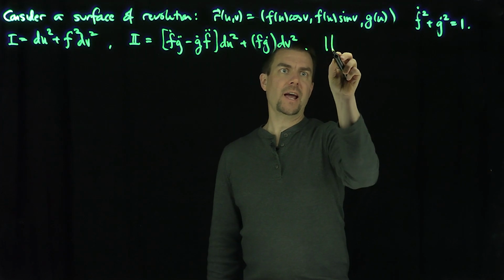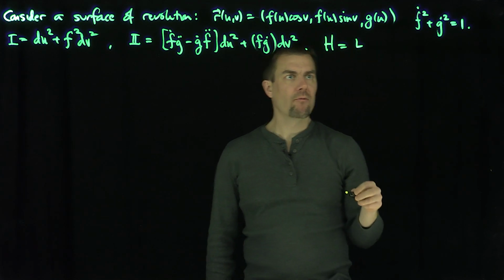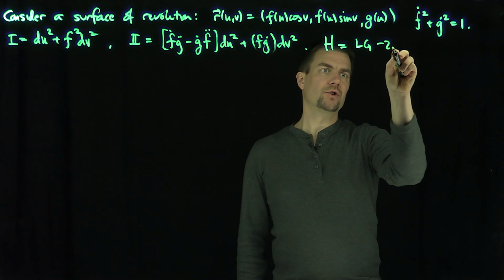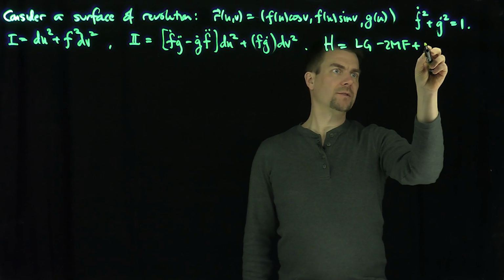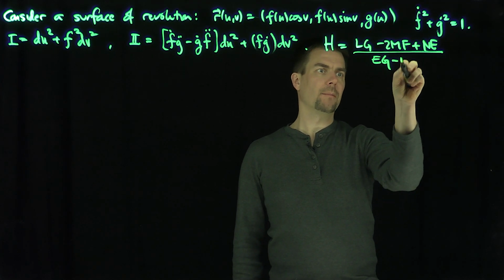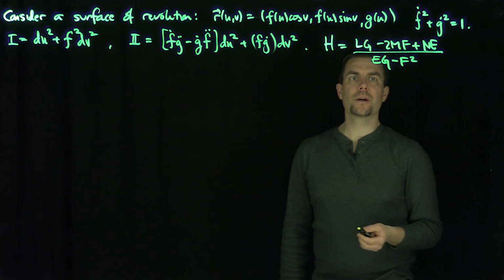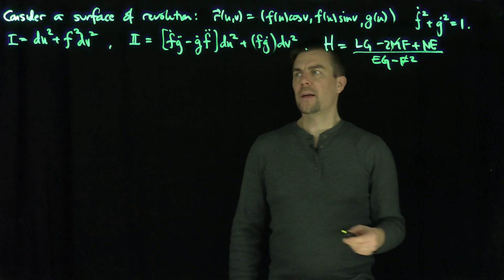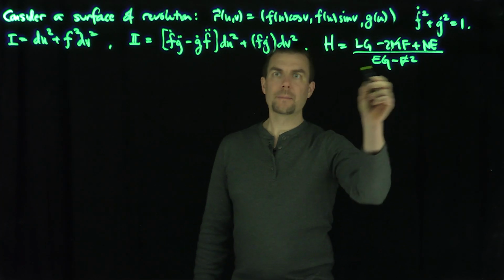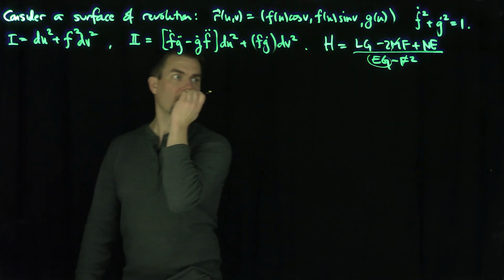So I would like to set H, which is going to be L times g minus 2mf plus n times e over e g minus f squared. There are no f terms in either of those expressions, so the middle terms are gone. And then LG is just going to be this times f squared. The bottom is going to be f squared, so there's an f squared over here. That's going to cancel with the f on top over there, right?